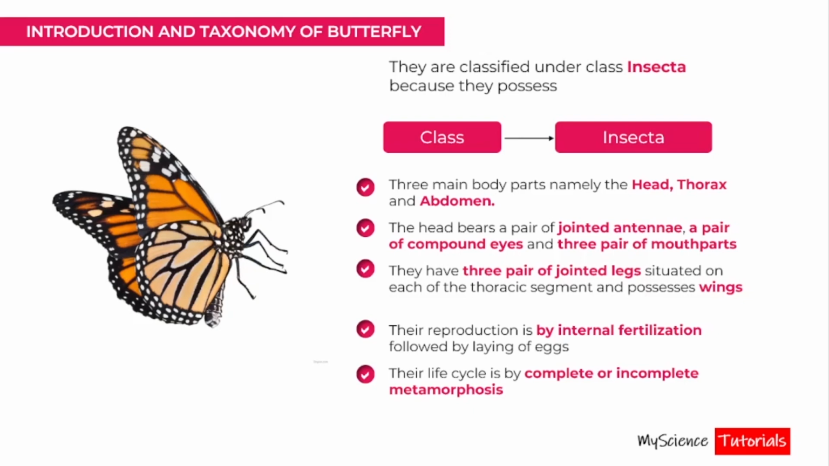They have three pairs of jointed legs situated on each thoracic segment and possess wings. Their reproduction is by internal fertilization followed by laying of eggs, and their life cycle is either by complete or incomplete metamorphosis. Now, specifically for butterflies, their life cycle is by complete metamorphosis. But these are the characteristics which allow them to be classified under the class Insecta.